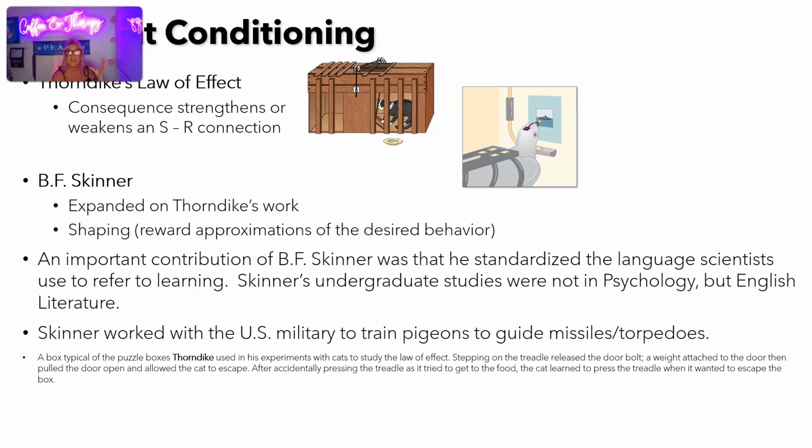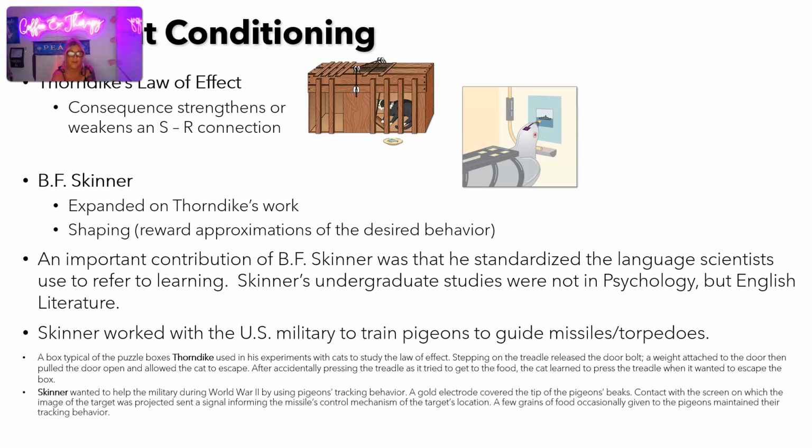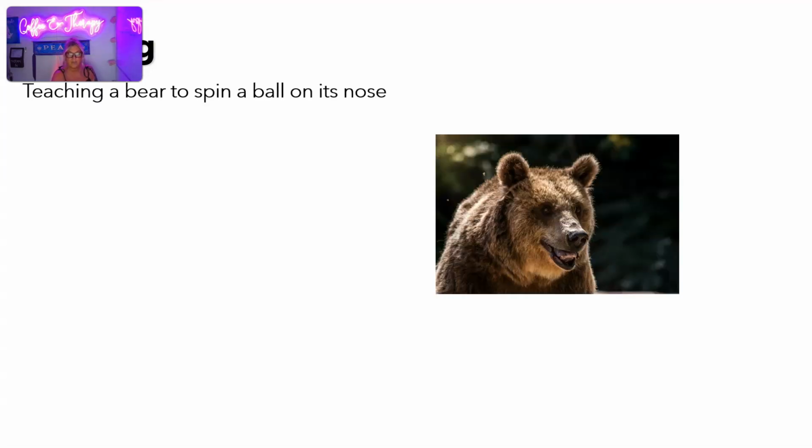So again, this is through rewards and consequences. Skinner then comes in, and he wanted to help the military during World War II by using pigeons' tracking behavior. A gold electrode covered the tip of the pigeon's beak. Contact with the screen on which the image of the target was projected sent a signal informing the missile's control mechanism of the target's location. A few grains of food occasionally given to the pigeons maintained their tracking behavior.